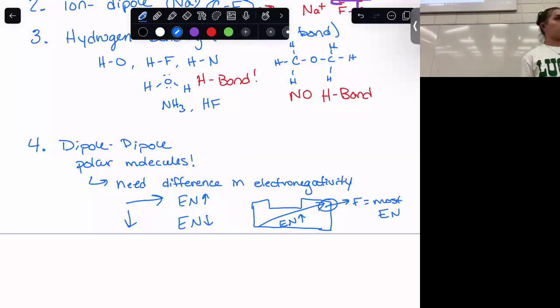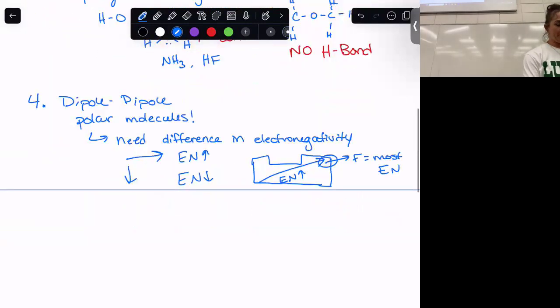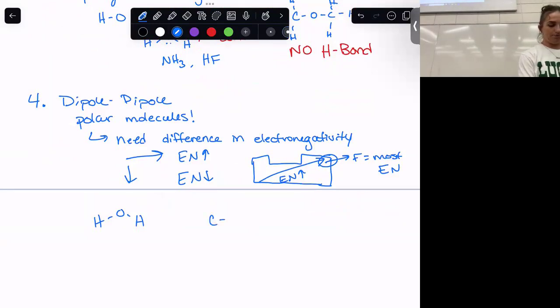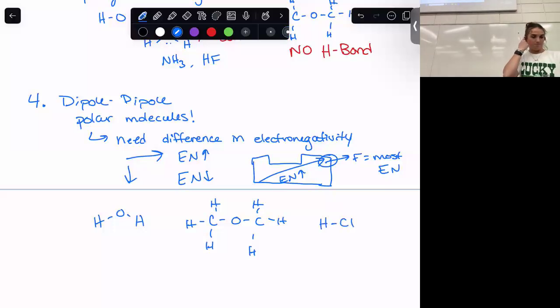What's an example of a polar molecule? Water is a polar molecule that we know can also hydrogen bond. Anyone know anything else that's polar? The compound I just drew up here is polar. Yep, HCl is polar. Right, so all of these can have dipole-dipole interactions.